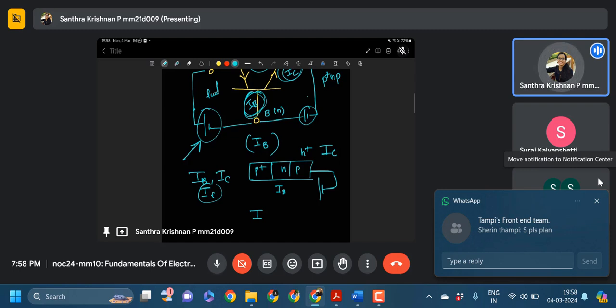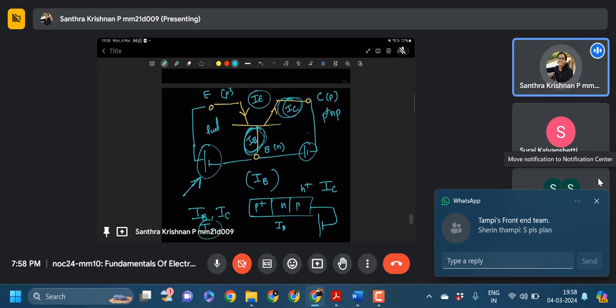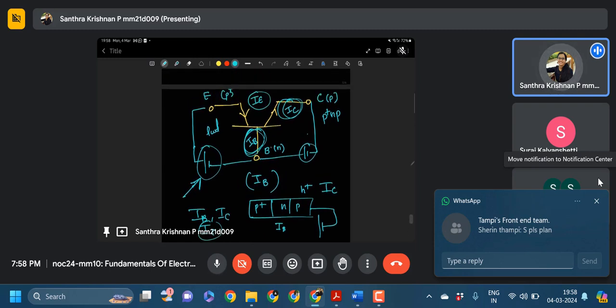So that is the BJT in common base configuration. Similarly, you can go for a common emitter configuration. What happens is that instead of the base being common, it will be the emitter, and whatever you are supplying will be across the base and collector. That's the only difference.